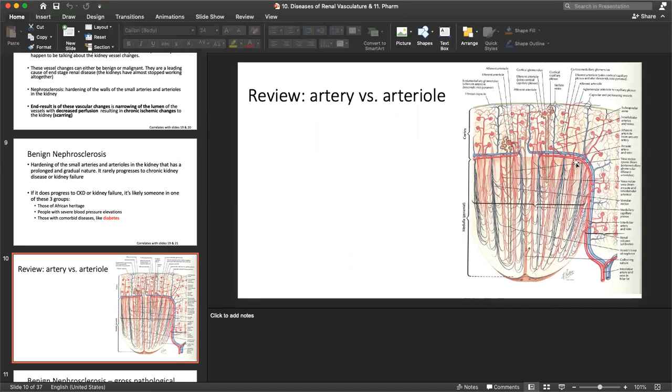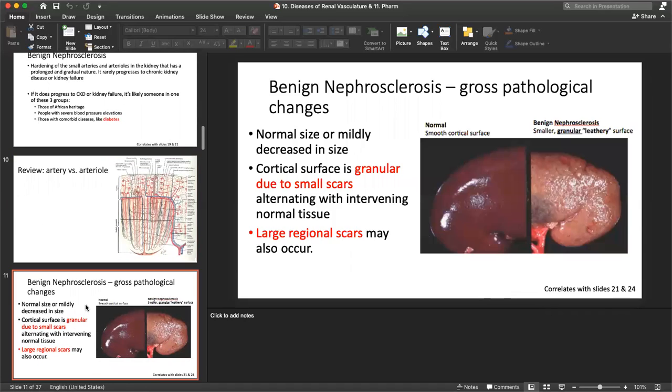So here are our arteries, and then as they get smaller, there are arterioles, just to remind us. So let's look at benign nephrosclerosis. Maybe you remember back to gross anatomy days last year, and maybe your donor or some other donor might have had a kind of leathery surface to their kidney. Our normal kidney looks like this. That grainy, leathery feel to the kidney would be benign nephrosclerosis. It'll be either normal or a little bit smaller, and it's going to be granular because of these small scars. Big scars can also occur, but I would think about these like small granular scars.